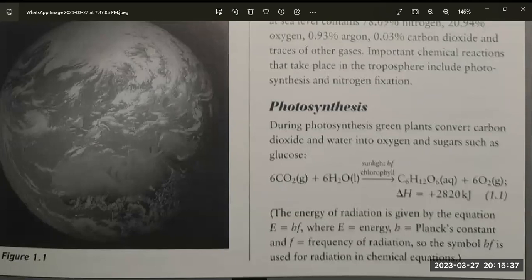As we said earlier, carbon dioxide is important. Carbon dioxide is an important constituent in the atmosphere. But what we're suffering from now is the excess carbon dioxide. So during photosynthesis, green plants convert carbon dioxide and water into oxygen and sugars such as glucose. All right. And of course, C6H12O6 is the formula for glucose. And that is when your carbon dioxide and water combine, right?